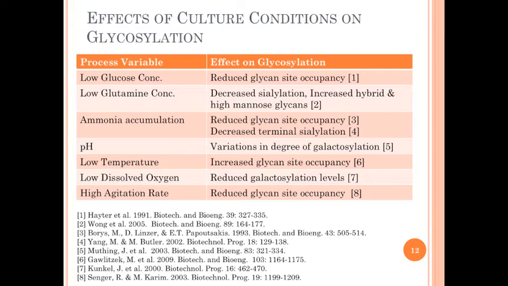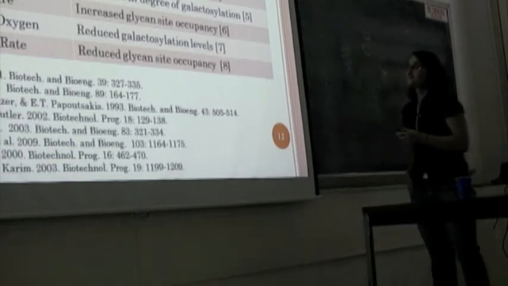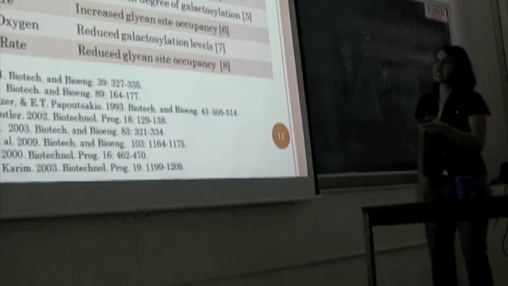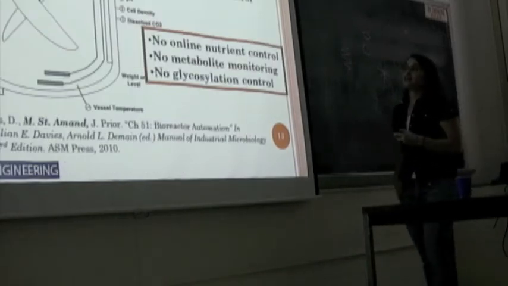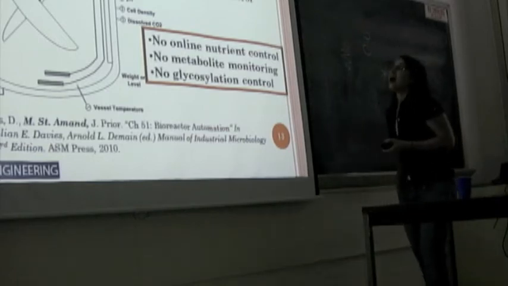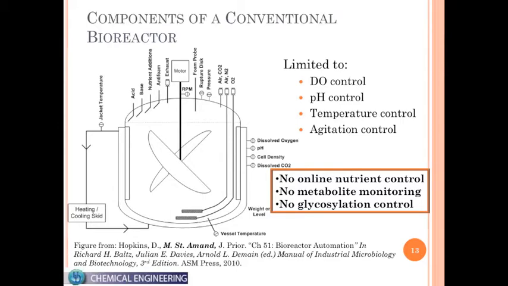The ammonia accumulation, pH, temperature, the dissolved oxygen content, as well as the rate of agitation, so how fast you're stirring the bioreactor. So we know that all of these culture conditions play an important role in glycosylation. But if you were to look at what a conventional bioreactor is able to do right now, it's really limited to dissolved oxygen control, pH control, temperature, and agitation. So you can precisely control all of these levels in the bioreactor.